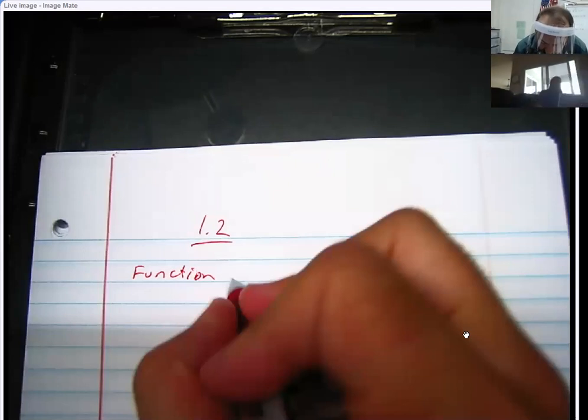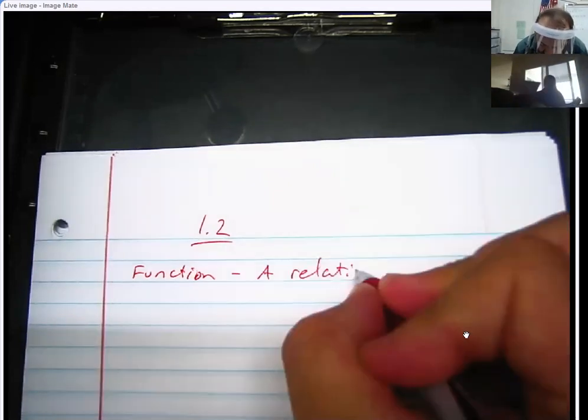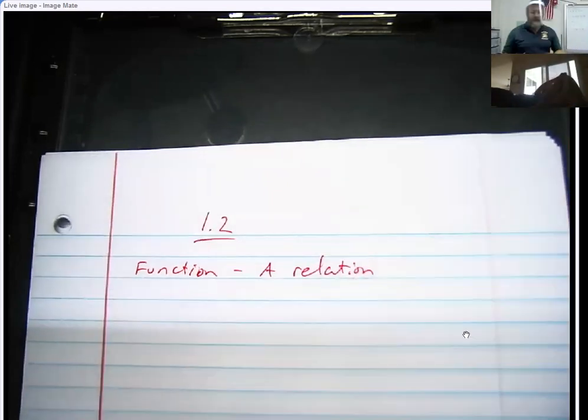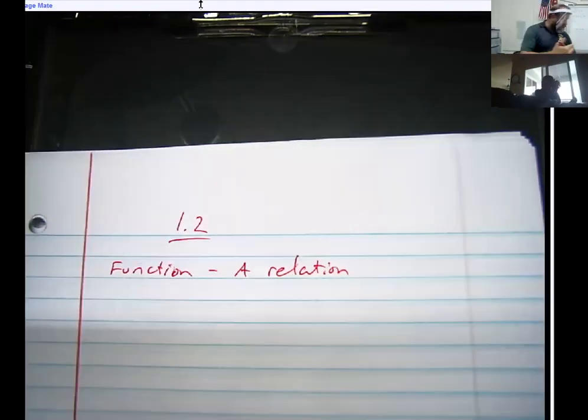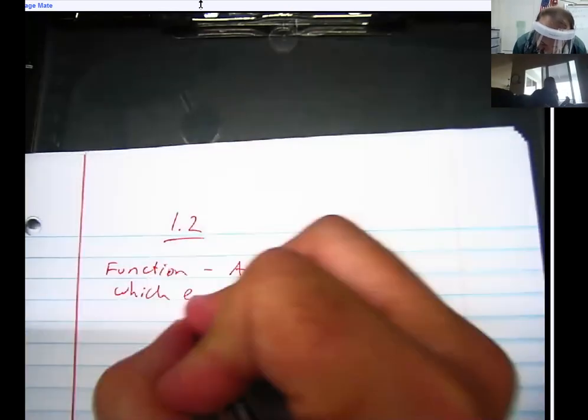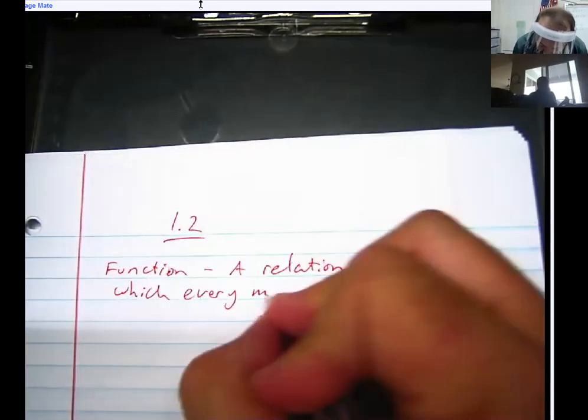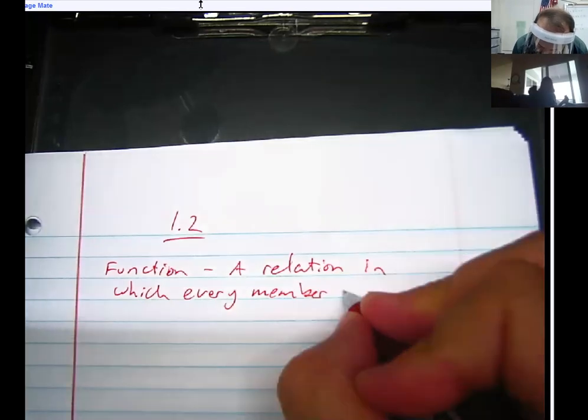So what happens is a function technically is a relation. Now that's really strange. It almost feels like circular logic to define it that way, but it's a relation. See, there are some relationships between numbers that are actually not functions, and that's okay. So a function is some kind of a relationship between two numbers in which every member of the domain.